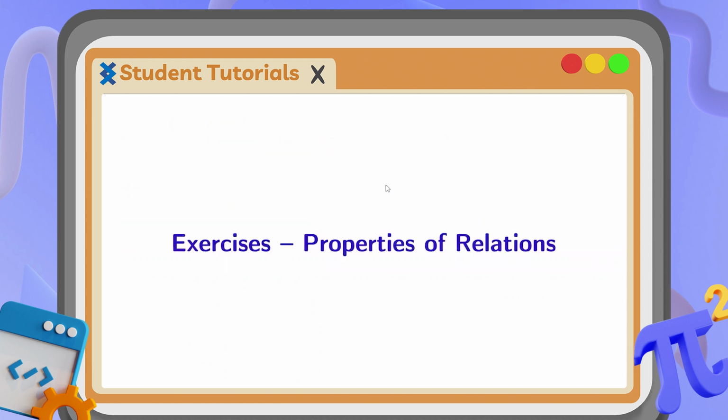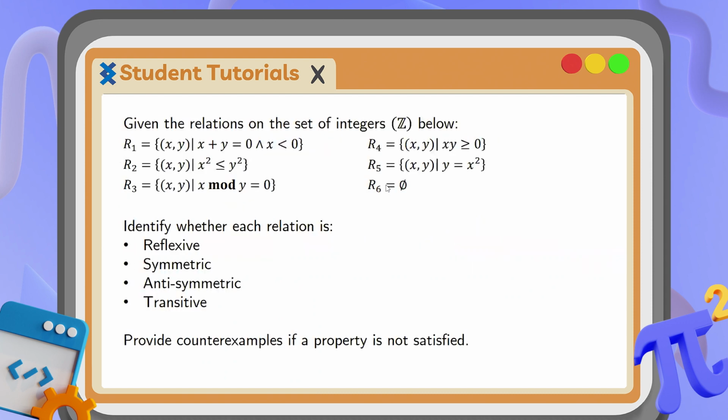So here are some exercises regarding the properties of relations. Given the relations over here on the set of integers below, where every R is a subset of the Cartesian product of the set of integers, identify whether all 6 of these relations are reflexive, symmetric, antisymmetric, or transitive. Provide counterexamples if a property is not satisfied.